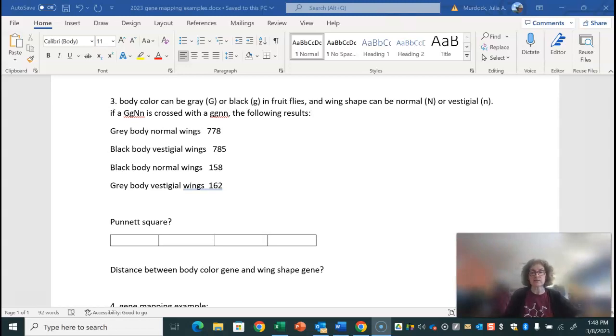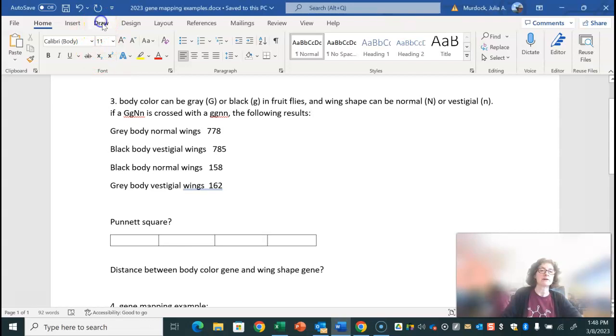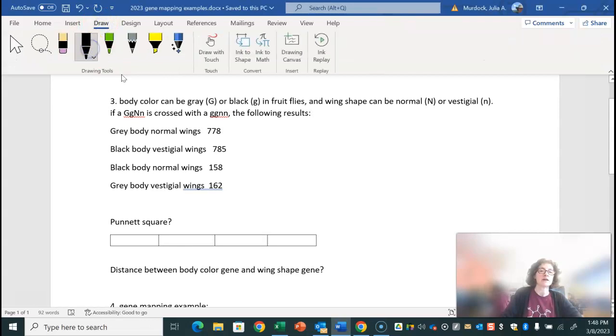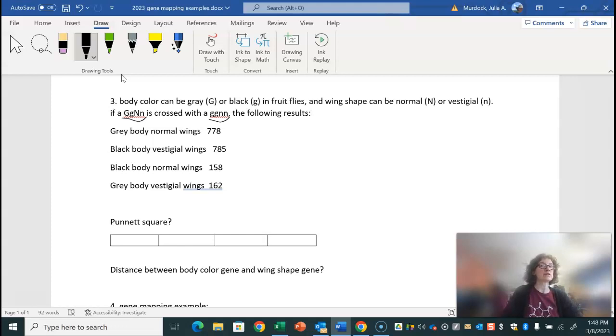So let's say that we did a cross with a heterozygote here. Let me get my pen going. A heterozygous fly is crossed with a homozygous recessive fly, very similar to that F1 cross that you did in your lab. And this was the data. 778 flies were born with gray body normal wings. Now that would be gray body, a capital G, and a capital N. So both dominant traits are showing here.